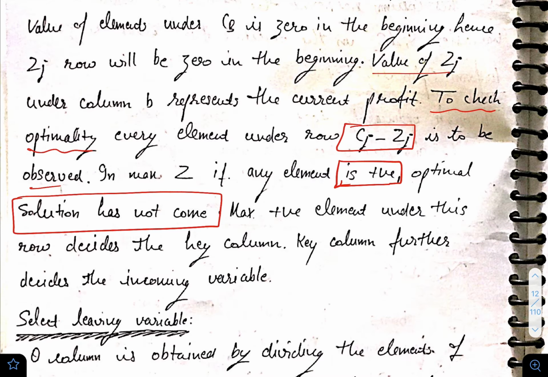Now, how will we know how to do this next iteration? Okay, so the maximum positive element under this row, besides the key column. Now what is the key column?